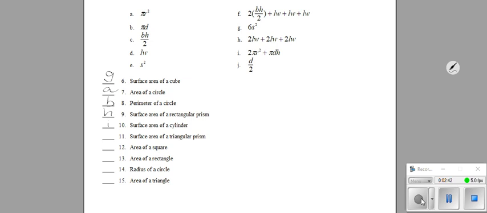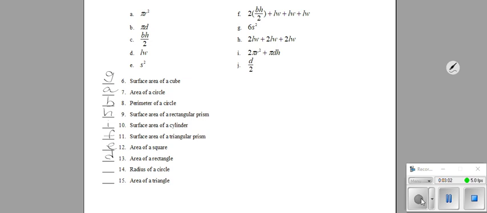The surface area of a triangular prism, it's 2 triangles and 3 rectangles, which makes the formula 2 base times height divided by 2 plus an LW plus an LW plus an LW. Area of a square is simply side squared, which is E. Area of a rectangle is the easiest one up there. It's length times width, which is D.